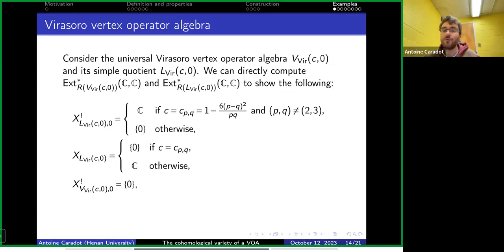So you kind of see that if one is non-zero, then the other becomes 0, and so on. And to compare, we can look also at the universal one. And the cohomological variety will be 0.